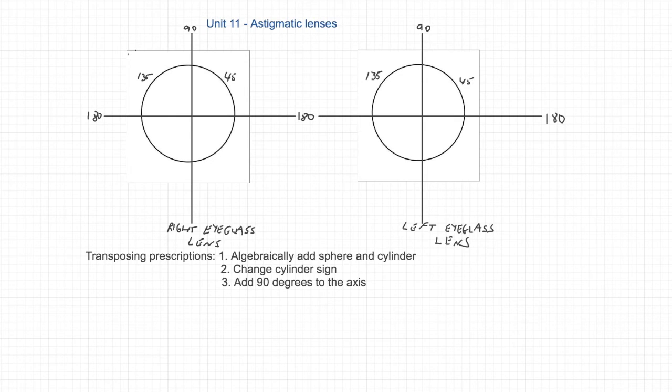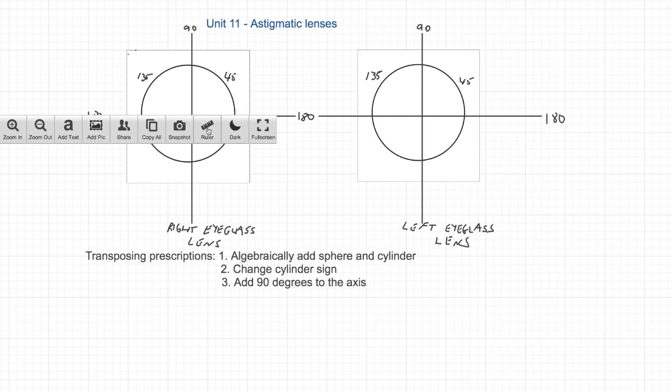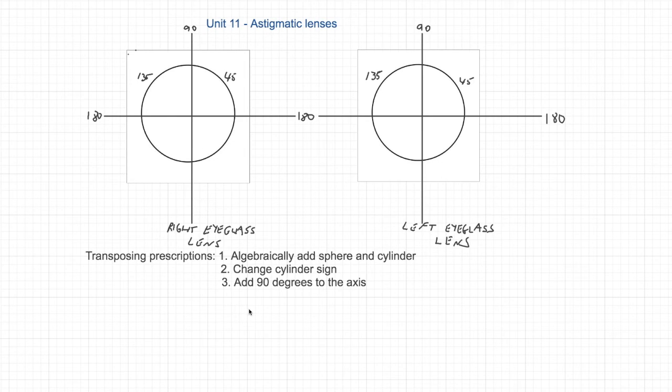Now, eyeglass prescriptions can be written both in plus cylinder form, where the cylinder is on the front surface, or minus cylinder form, where the cylinder is on the back surface. Eyeglasses are generally manufactured in minus cylinder form. Some eye doctors like to write their prescriptions in plus cylinder form. So it's important to know how to transpose prescriptions, either going from plus cylinder to minus cylinder or going from minus cylinder to plus cylinder.